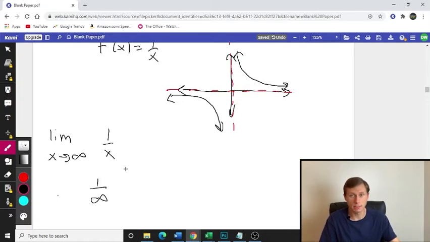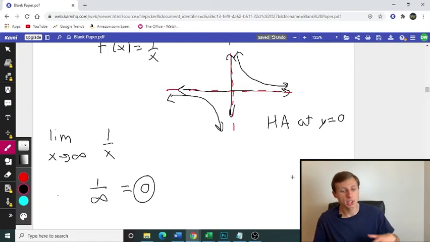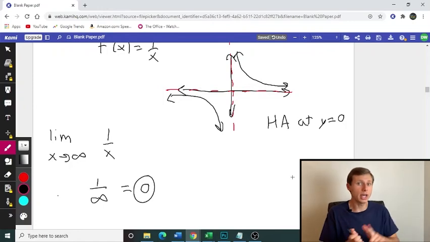The degree of the denominator is greater than the degree of the numerator, and so we just get a limit of 0. And so the limit here is the exact same thing as the fact that we have an HA, a horizontal asymptote, at y equals 0. So we see here that the limits at infinity match the horizontal asymptotes of your function. Don't worry about the vertical asymptotes, that's not what this is about. Limit as x approaches infinity or negative infinity will give you your horizontal asymptotes.